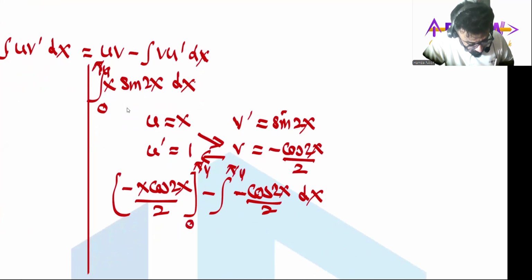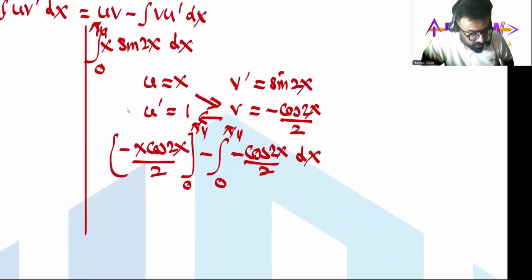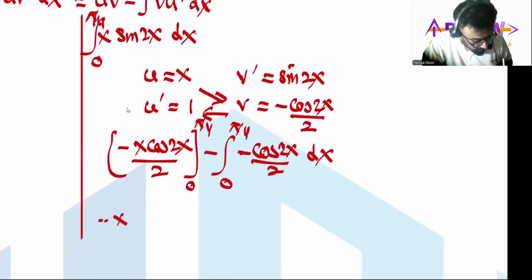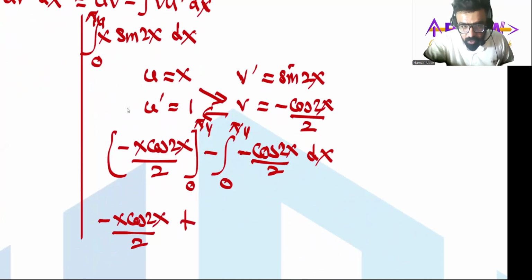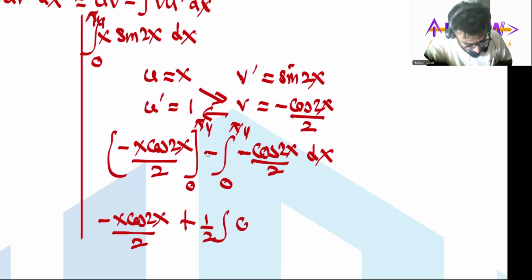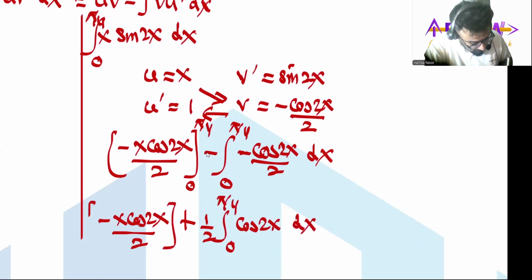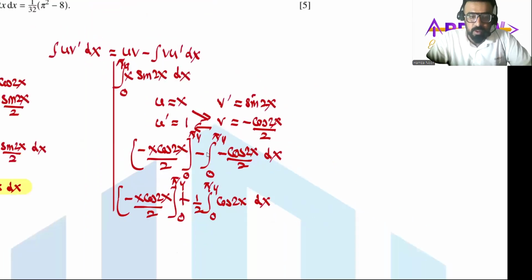So upper limit pi over 4 and lower limit 0 over here. So therefore we can say that minus x times cos 2x over 2 plus integration of, what we can do over here is we can take this half as common outside. So taking half as common outside, and we are supposed to integrate cos 2x with respect to x with upper limit pi over 4 and lower limit 0. And here we will write the upper limit pi over 4 and the lower limit 0 like this. All right, so far we have achieved these things.